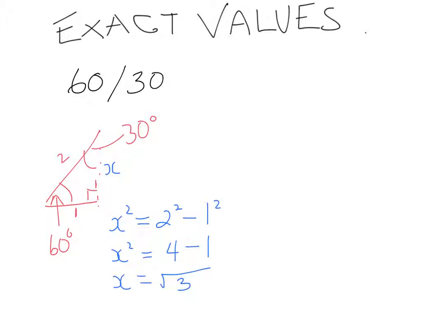I now have that in exact form. That's as exact as it's going to get because the square root of 3 is a non-recurring infinite decimal, or an irrational number. And if it's an irrational number, then we need to make sure that we leave it in exact form. The whole point of this is we're talking about exact values. So that's for 30 and 60 to form the triangle.